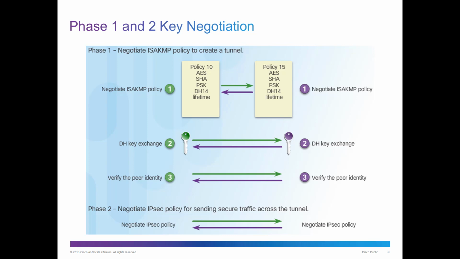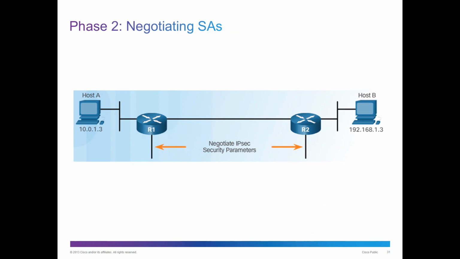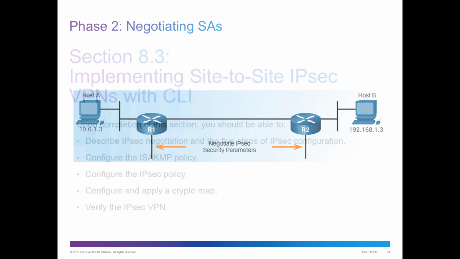Once that portion is done for the key exchange, phase 2 comes into play, and that will negotiate the IP policy for sending secure traffic across the tunnel. So phase 1 helps to build the tunnel. Phase 2 focuses predominantly on the type of traffic that will be sent through the tunnel. Here we have negotiating the IPsec security parameters between 2 routers.